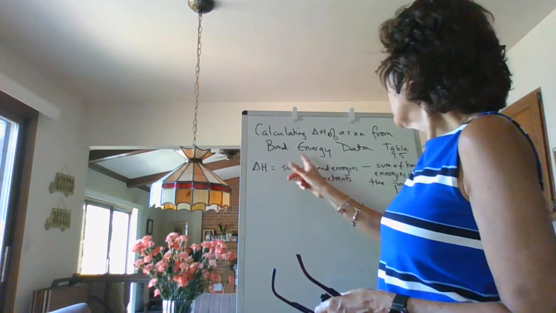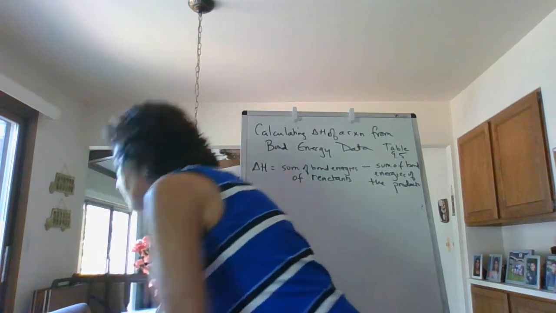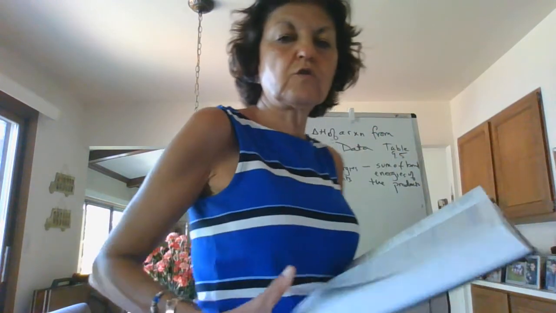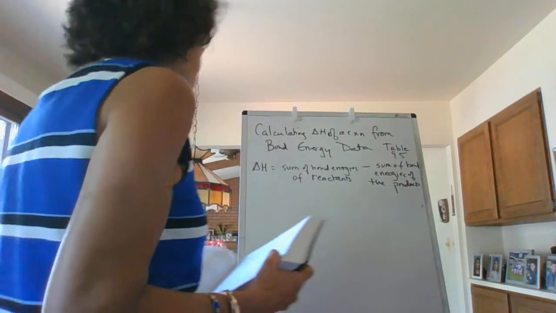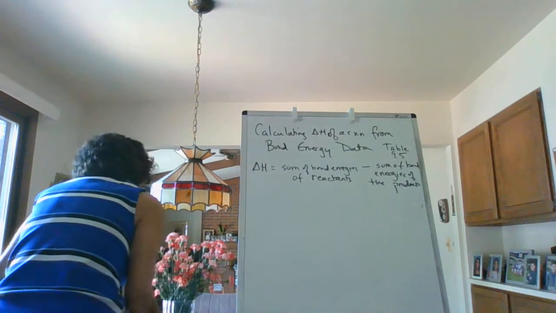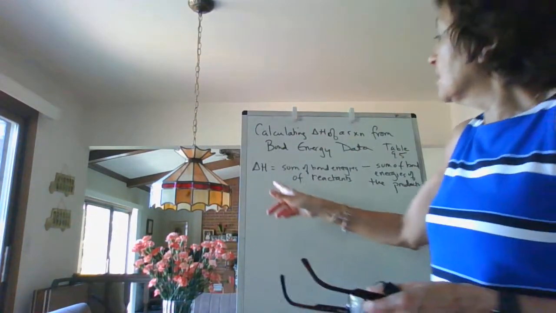You get this bond energy data from the table in your book. You do not have to memorize these numbers. It will be given to you, and OWL will have them also. So this is the table. This is what it looks like. It's table 9.5. And the calculation is to get delta H of a reaction.